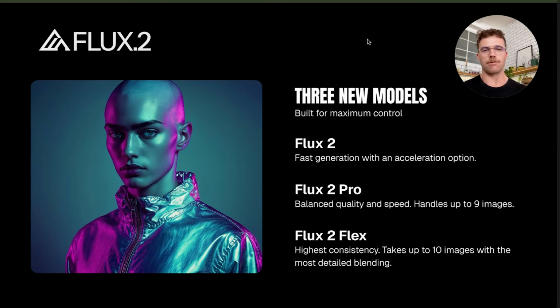So we have 3 new models in Flux 2, and they are all built for maximum control. Flux 2 means fast generations with an acceleration option. This is also a much cheaper model compared to the other 2 I'm going to walk through now. Second is Flux 2 Pro. So you get balanced quality and speed, and you can handle up to 9 images. And generally the quality is much better than Flux 2. Then you get Flux 2 Flex, which is much higher consistency even than Pro. And it can take up to 10 images with the most detailed blending. But again, I'll walk you through exactly what that looks like in terms of a test and how it compares to the likes of Nano Banana Pro.